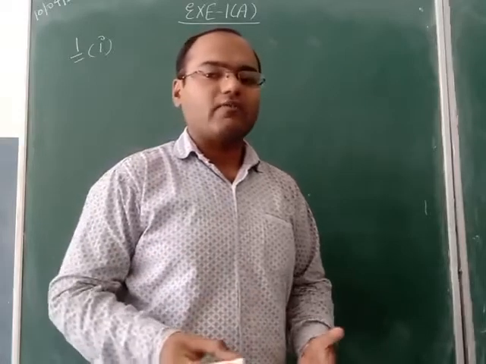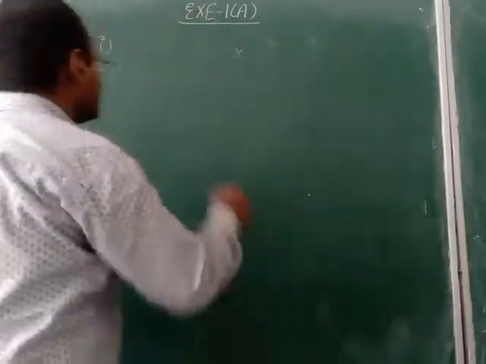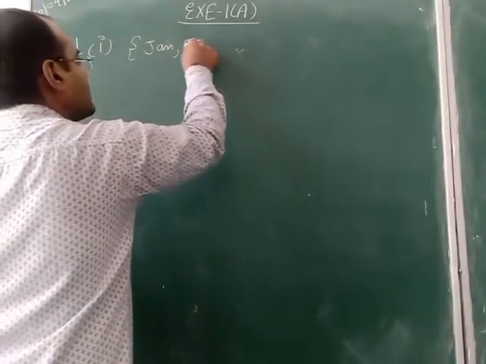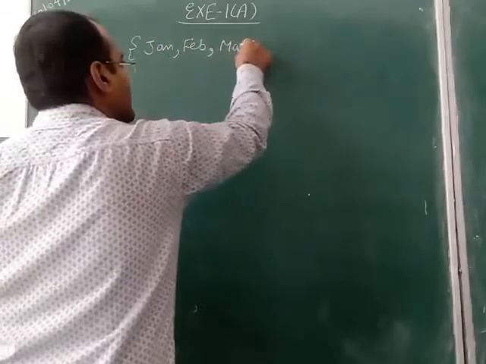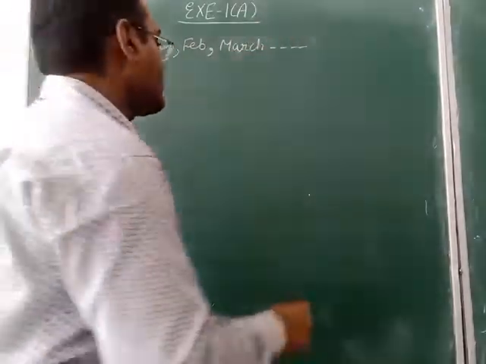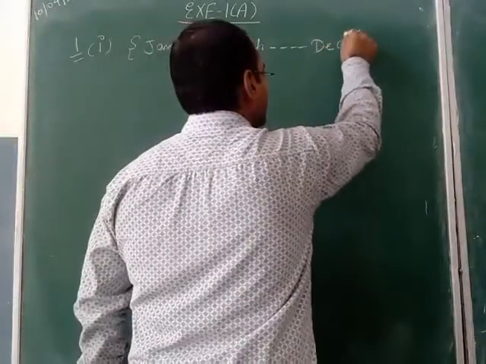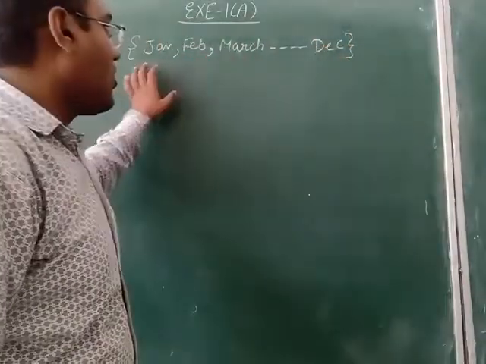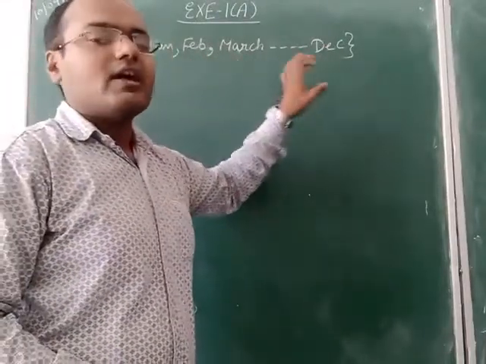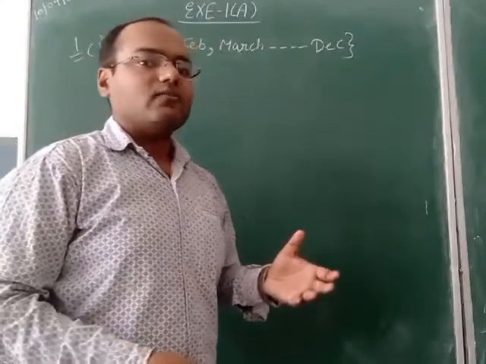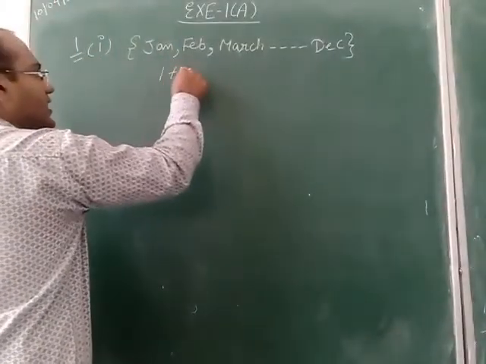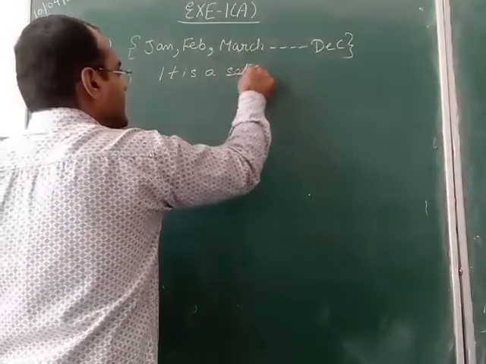You know the answer very well. What are the months of a year? January, February, March, and so on up to the last month of the year, December. These all are elements of a set. These are all different elements and we know the answer very well. This is well defined, so it is a set. We will write that it is a set.